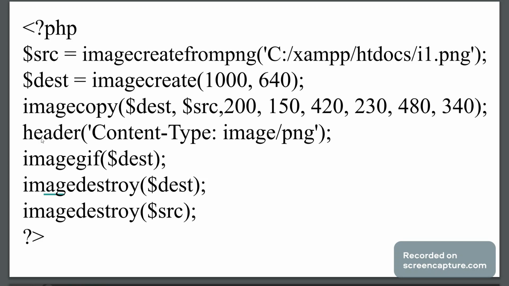The header is mentioned with the content type as image, which is of png type. If you want png, you can write imagepng of the destination image, or if you want a gif image of the destination, you can write imagegif. The imagedestroy function is used to destroy the created images upon exit of the program.